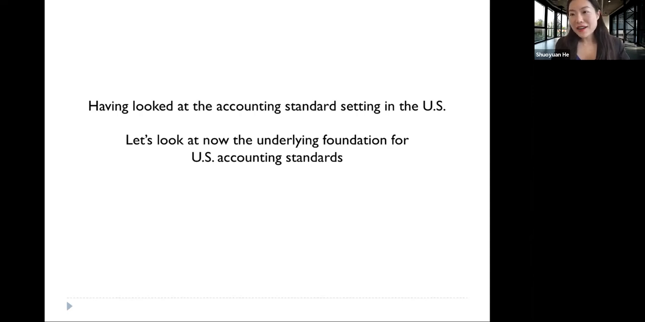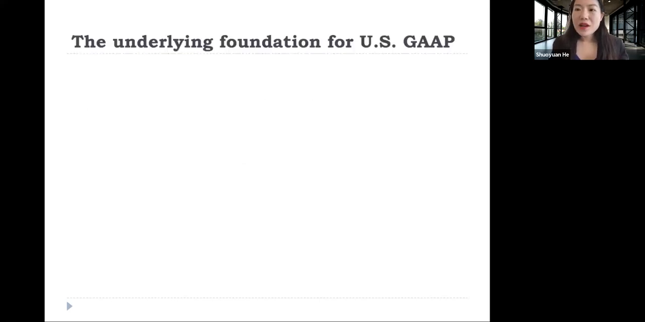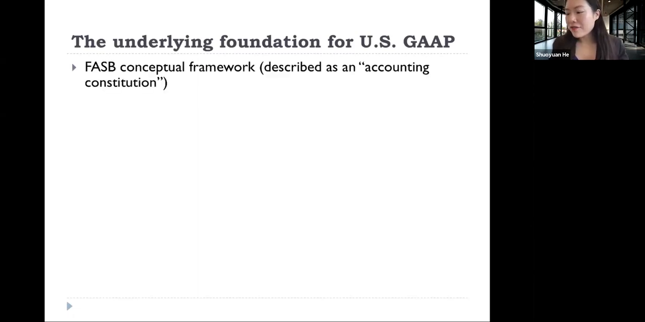We have looked at the accounting standard setting in the US. Now let's look at the underlying foundation for US accounting standard. So the underlying foundation for US GAAP is called the FASB Conceptual Framework. You can also view it as an accounting constitution.